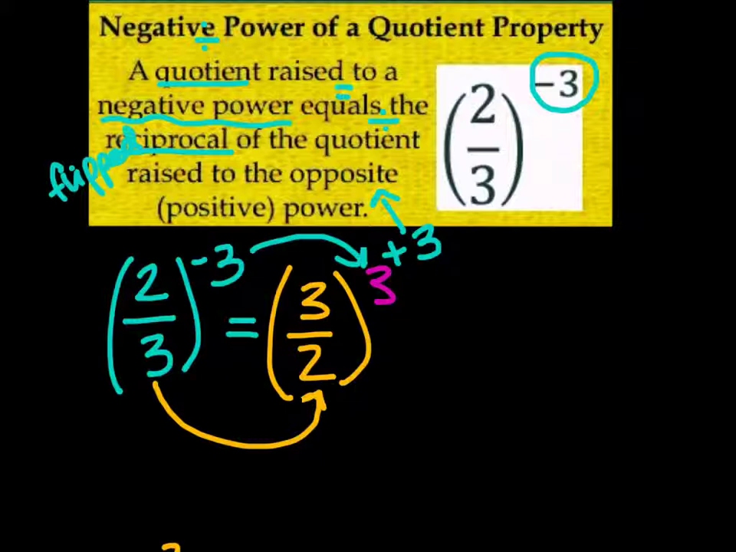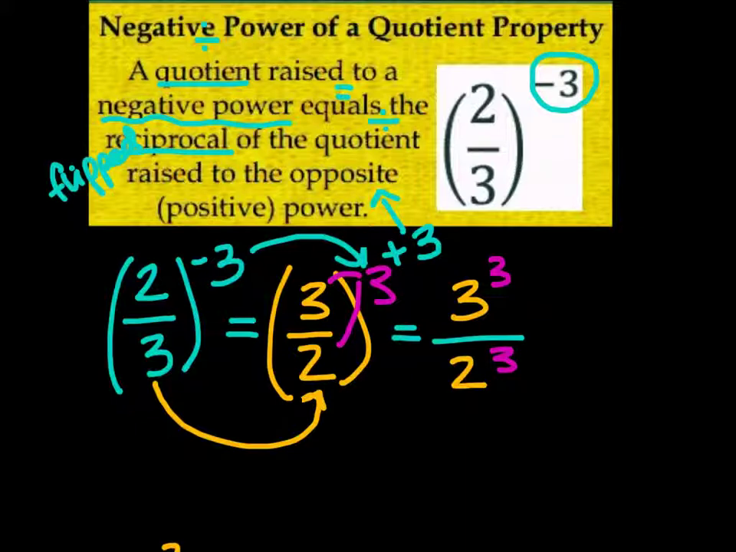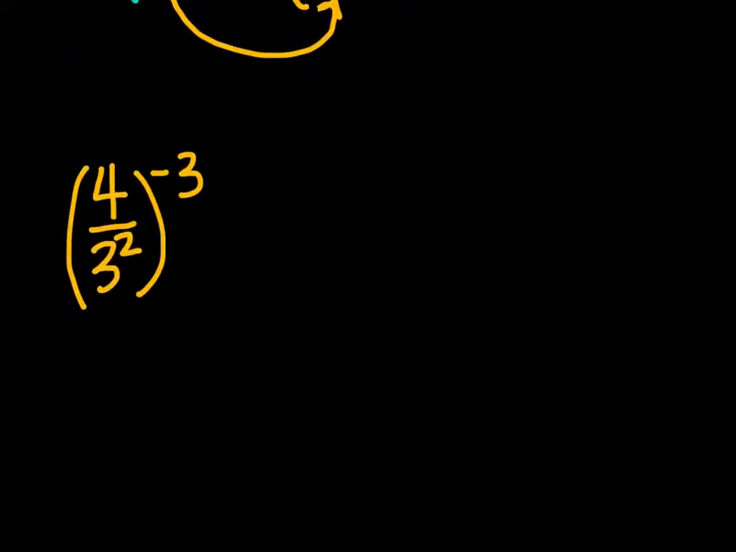So we can finish this problem and go one step further and say now we are going to distribute this exponent. So the exponents are on steroids for this whole problem. So we have 3 to the 3rd power over 2 to the 3rd power. And of course we can simplify that. 3 to the 3rd power is 27 and 2 to the 3rd power is 8. Next problem, let's try a couple of problems here.